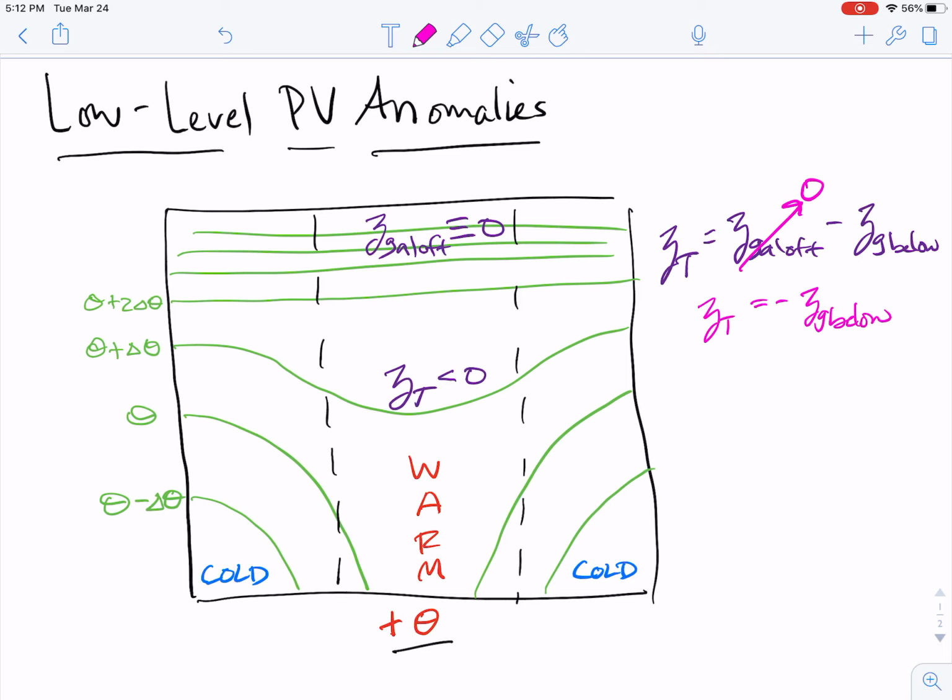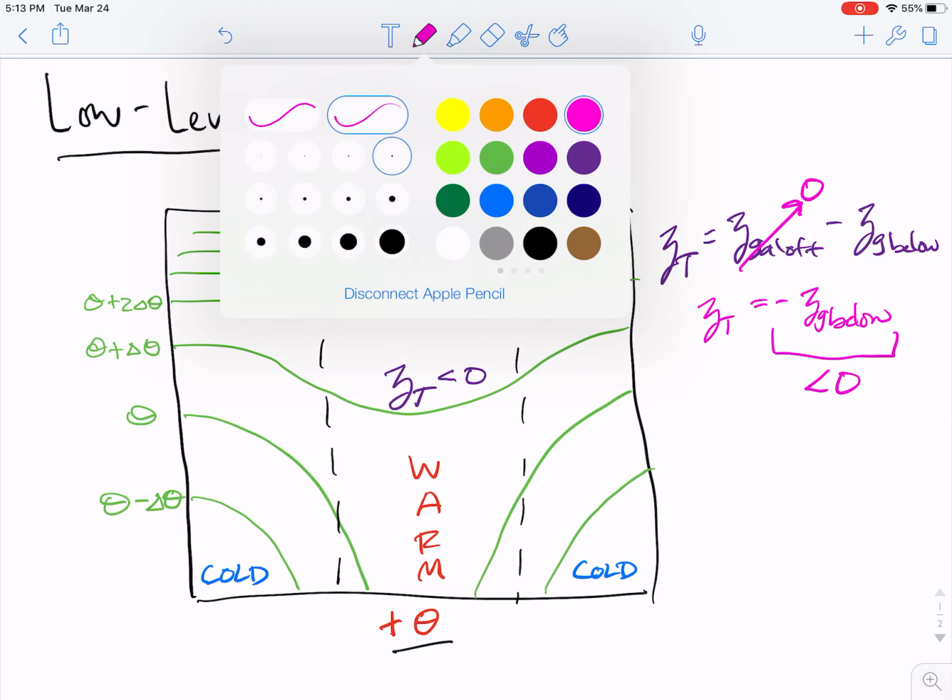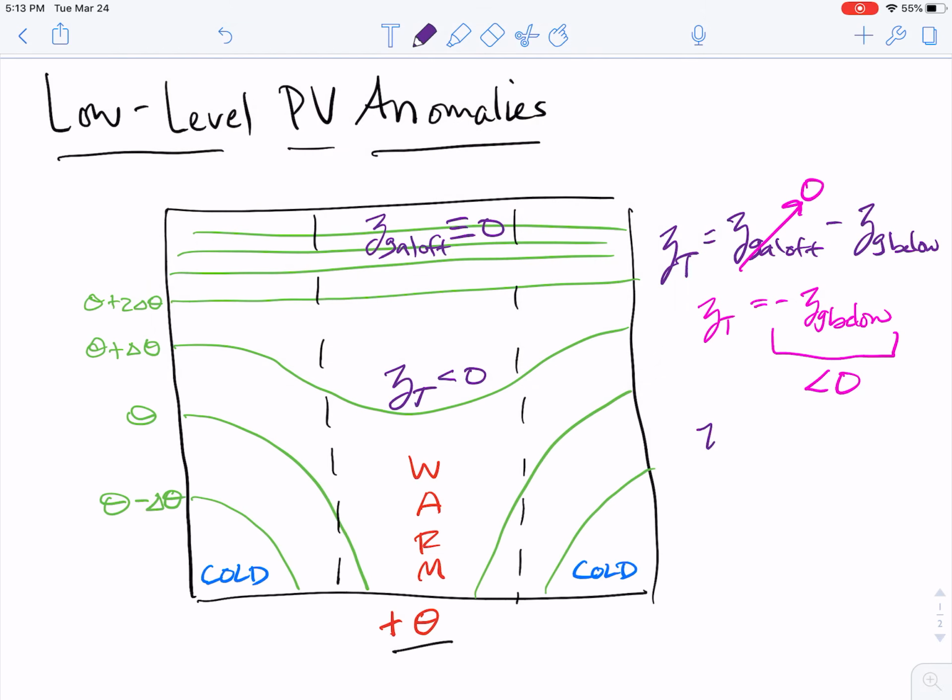And so if we know that zeta sub t is less than 0, then this whole right-hand side must be less than 0. For this to be true, that means that zeta sub g below must be greater than 0. Well, what does it mean for zeta sub g to be greater than 0? This means that our flow should be cyclonic.